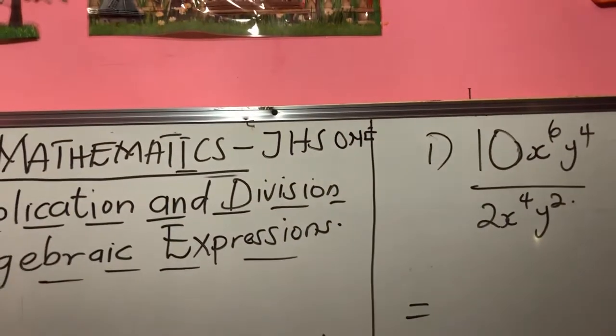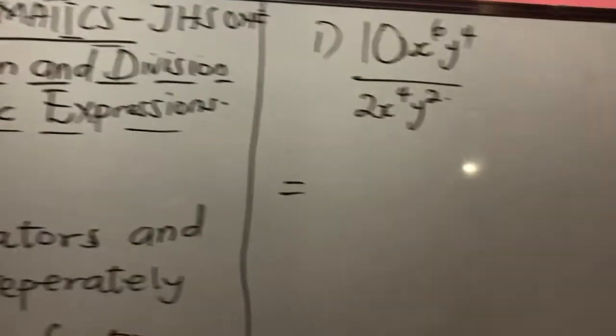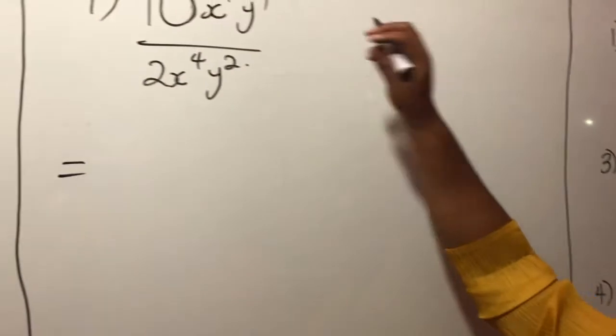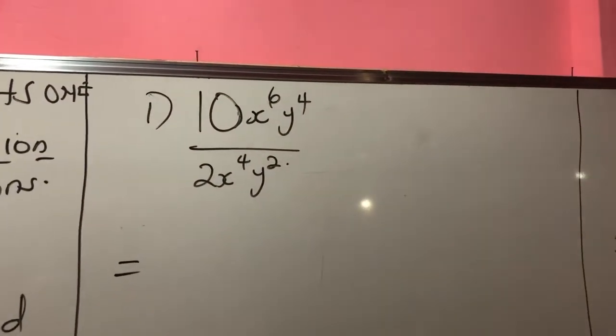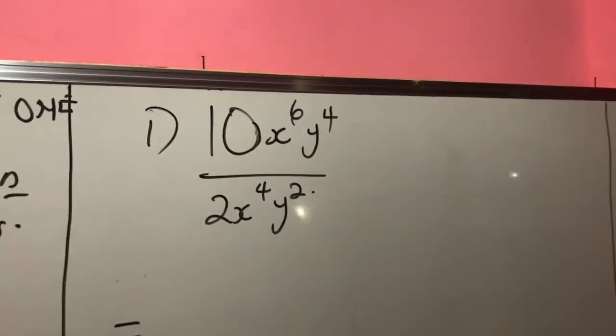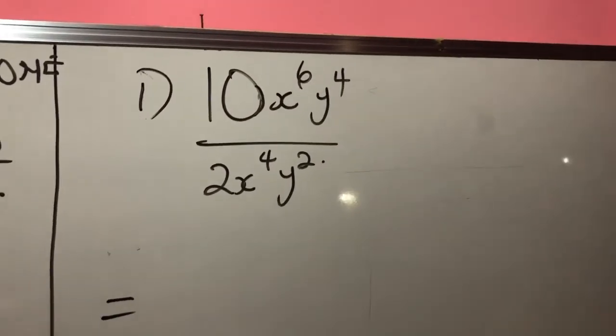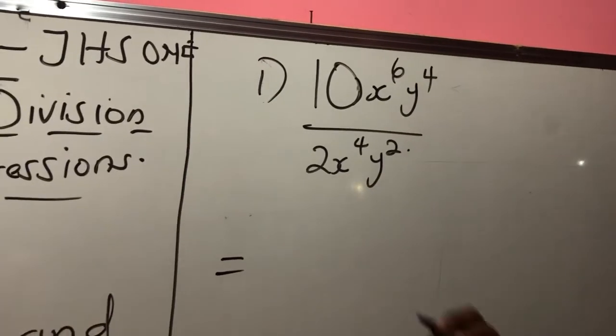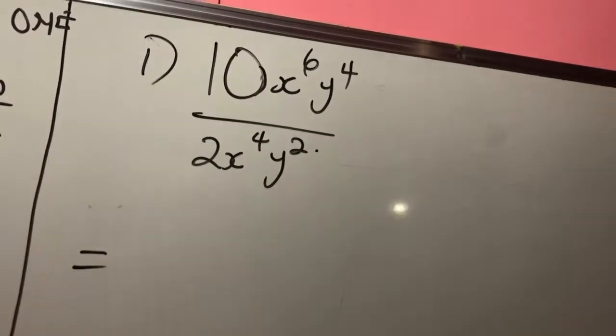So this is JHS One Mathematics. Okay. Now you have the first question here. 10x to the power 6, y to the power 4, all over 2x to the power 4, y to the power 2. Okay. Now, they are dividing, right?